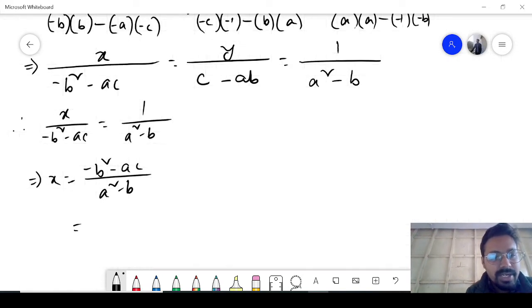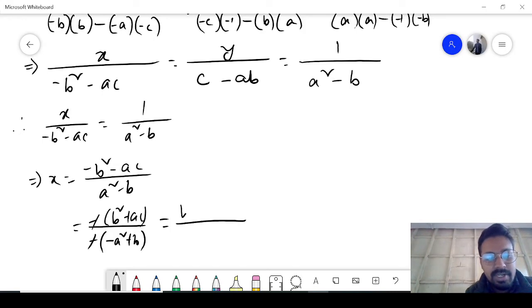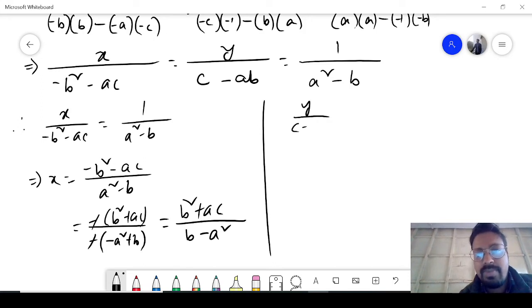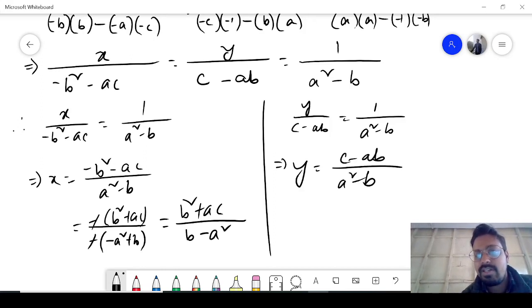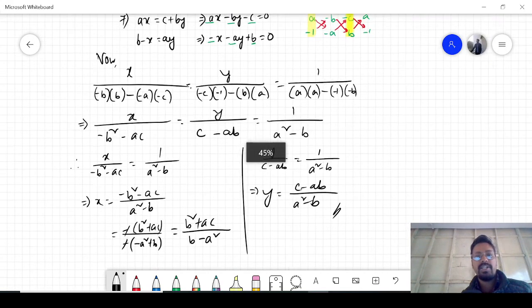From here, if we want, we can take minus common, so it is b square plus ac, and if I take minus common, it is minus a square plus b. Minus will cancel, and we will get b square plus ac by b minus a square. And also we are going to get for y, c minus ab equal to 1 by a square minus b. So y is equal to c minus ab by a square minus b. So that's all. That is how we solve using the cross multiplication method.